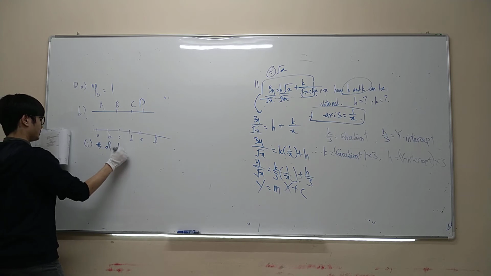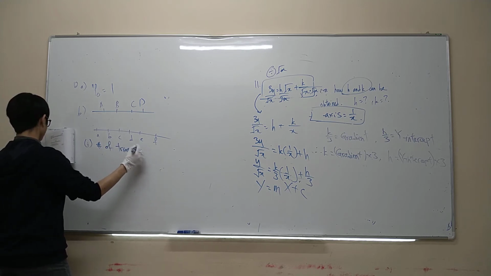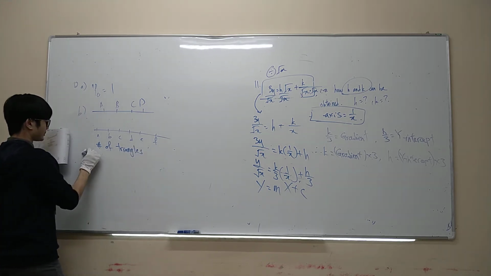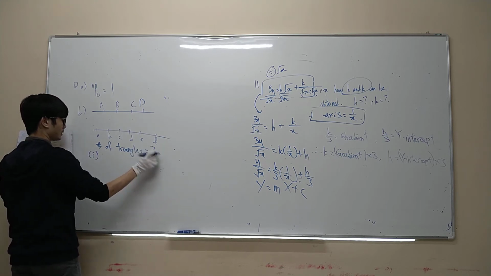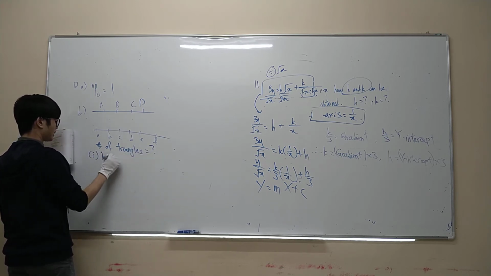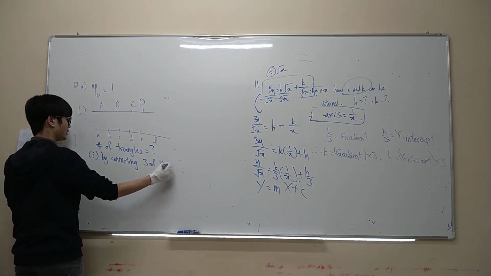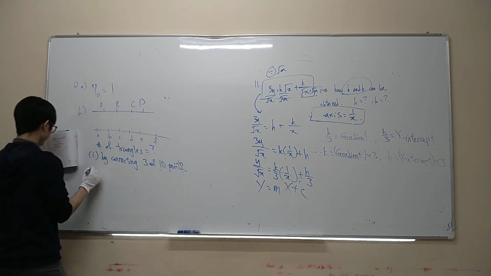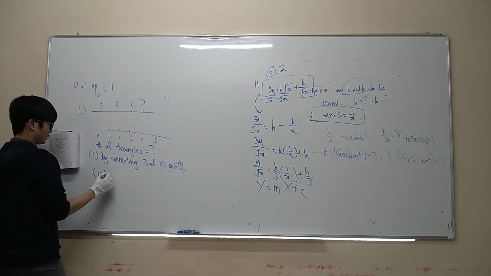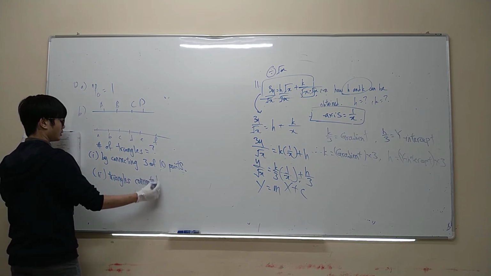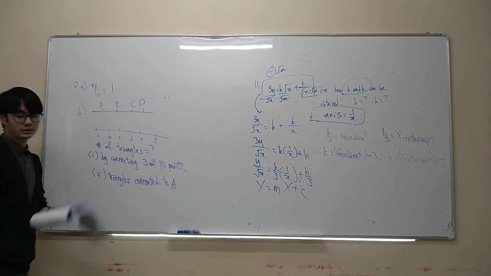Number of triangles by connecting 3 of 10 points. And then for question 2, if triangles are connected to A. Okay, this is the question.